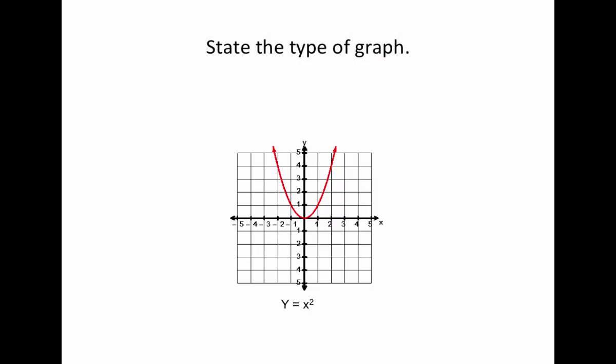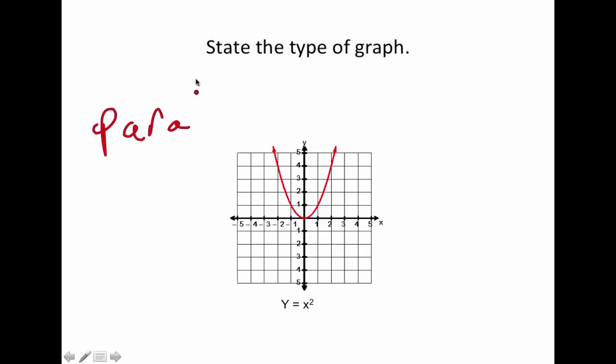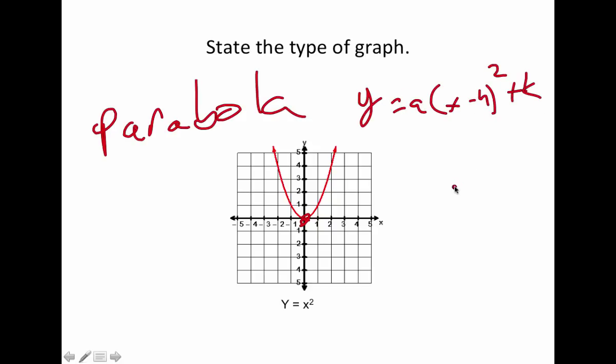First of all, types of graphs that we've seen so far. We've seen the parabola. This came up in, I think it was chapter 4, y equals x squared. And we have our vertex, and we had vertex form of a parabola, and it's y equals a times (x minus h) squared plus k, yada, yada, yada.